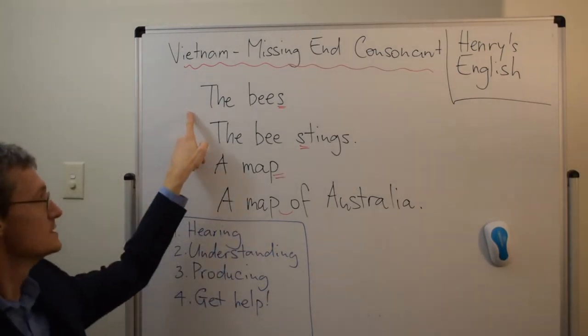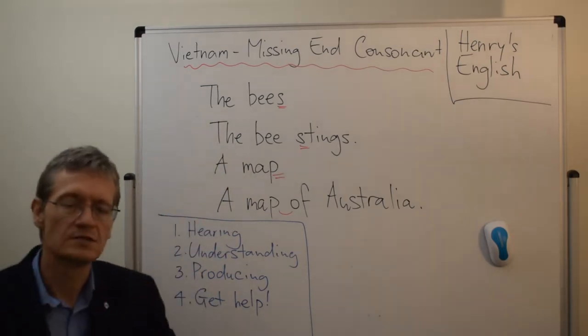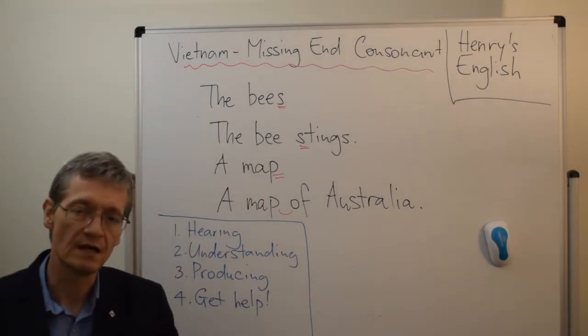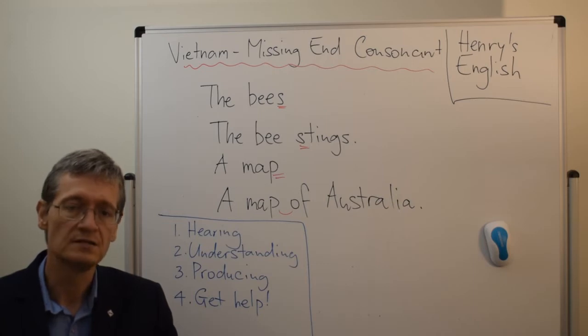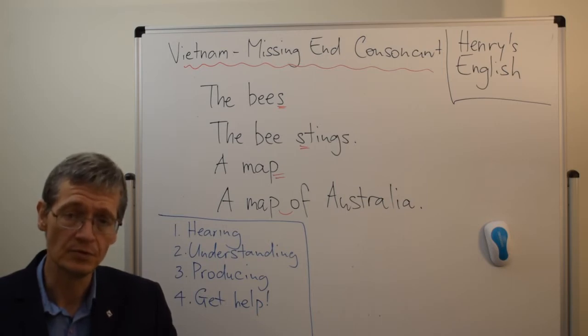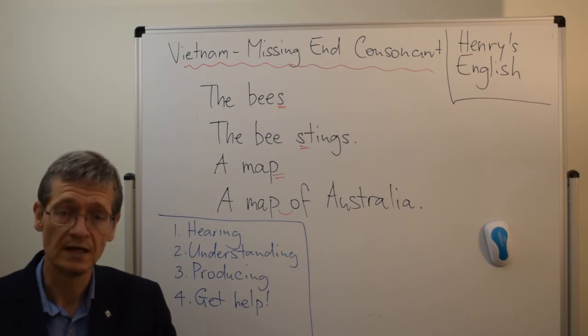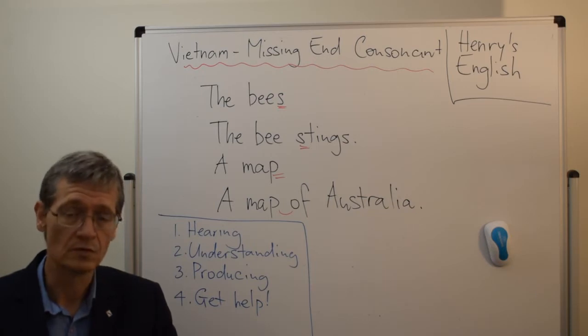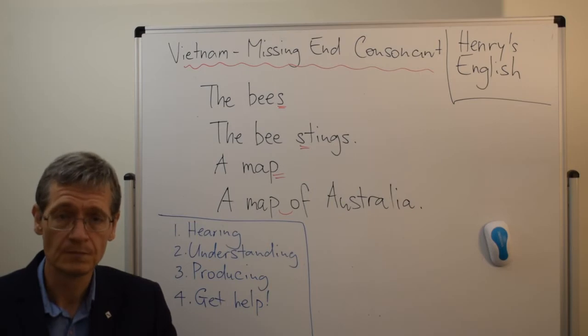The first one is the bees. So a Vietnamese student, instead of saying the bees, may say just the bee. And it's not a case of not recognising the plural, it's simply that they're not pronouncing that S letter at the end. So I tell them, look, there's an S there, please say the S, and they don't. So I realised there was more to it than just a plural issue.